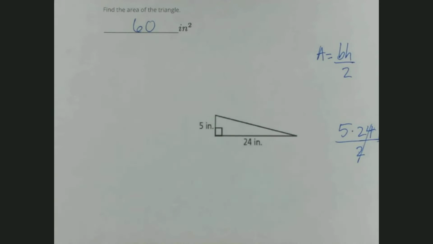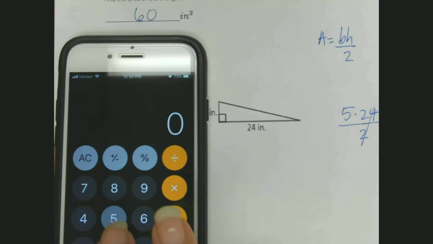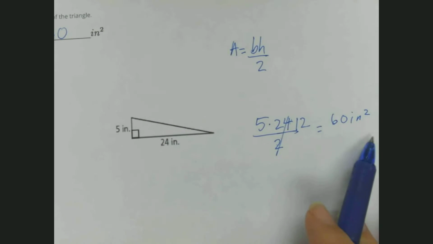Now you could use your calculator, and you could do 5 times 24, which would equal 120, and then you would divide 120 by 2, which would also give you the 60 inches squared.